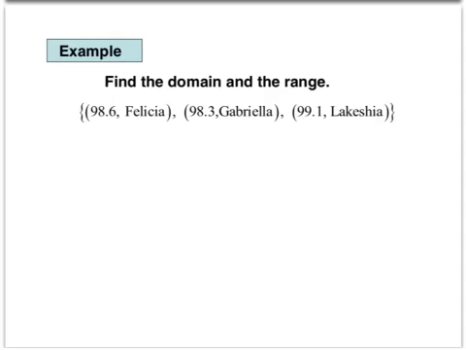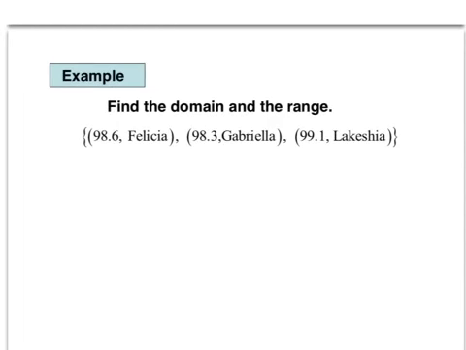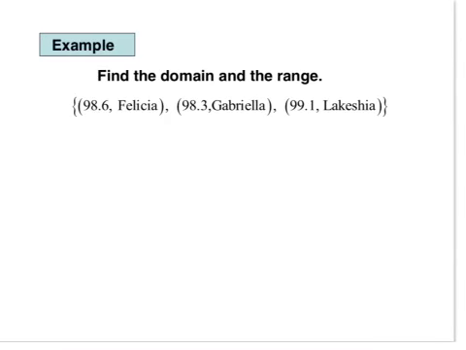Here's an example of a relation, and what we're going to do with this is find the domain and the range. Remember, the domain is what we're going to get from taking all of the first components of our ordered pairs. So in this case, these are the numbers. Looking at the numbers and the names that go with them, the relationship that I believe is going on here is a temperature for each person. So in this case, our domain is going to be our temperatures.